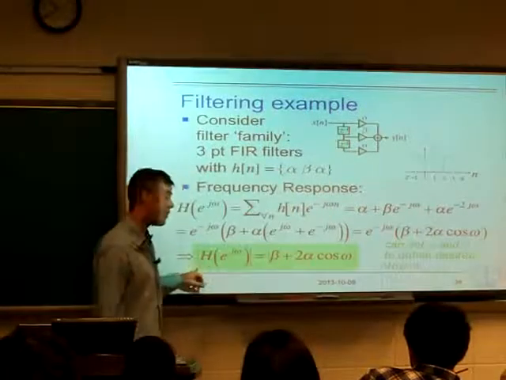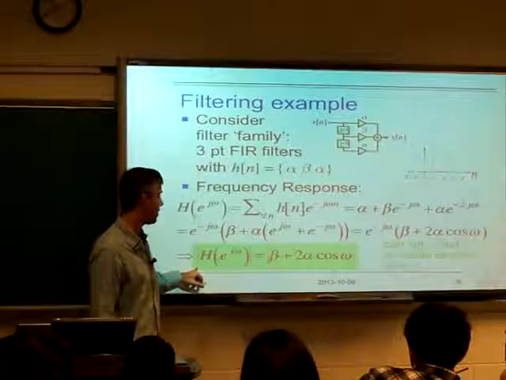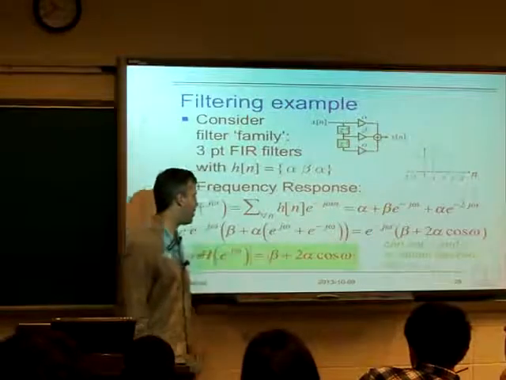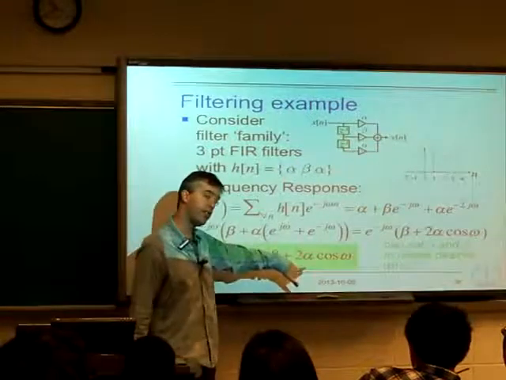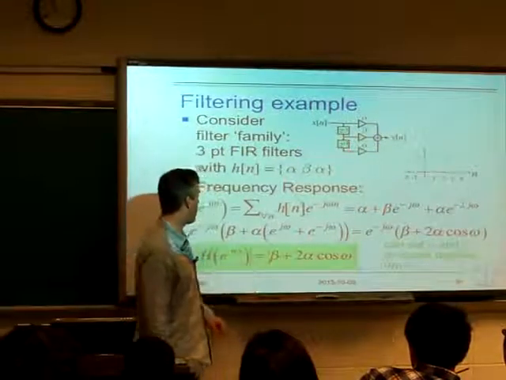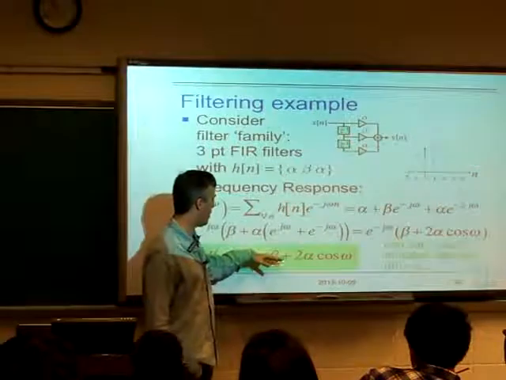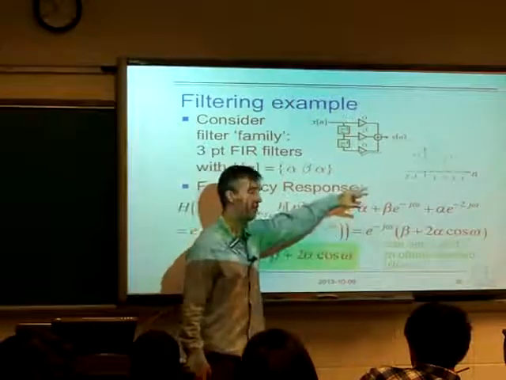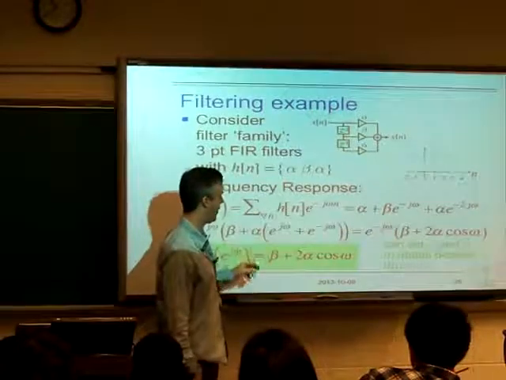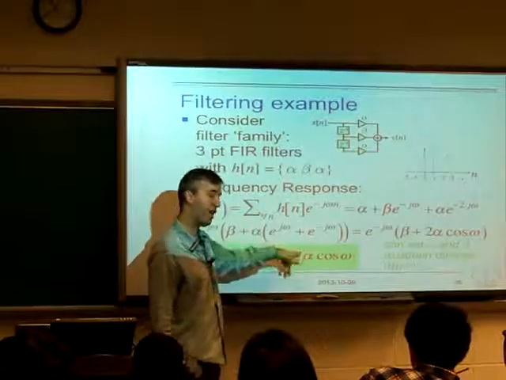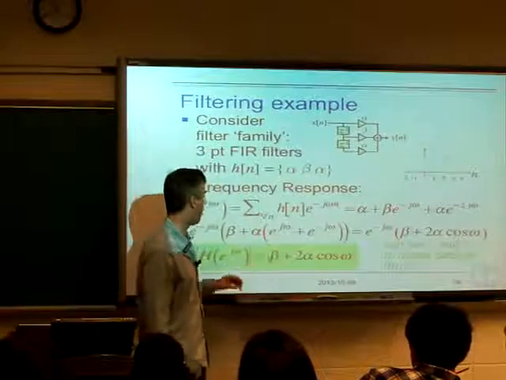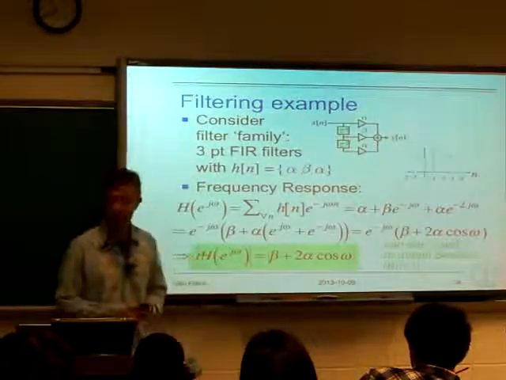So the magnitude response of this family of systems is just the magnitude of beta plus 2 alpha cosine omega, but we've still got these 2 parameters in here. The beta term is going to be a constant offset, and the cosine omega term is going to be some kind of function of omega that has a cosine shape. We can set their relative heights, which means that we can actually control the value of this function for some values of omega.